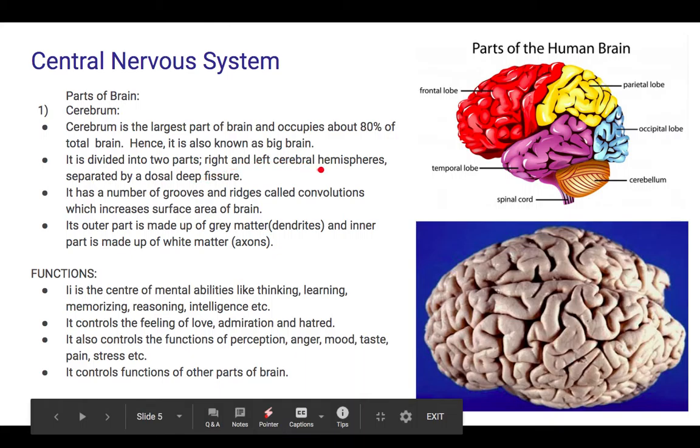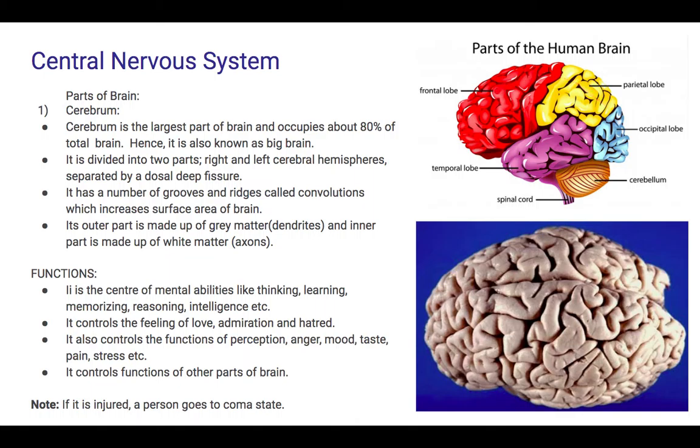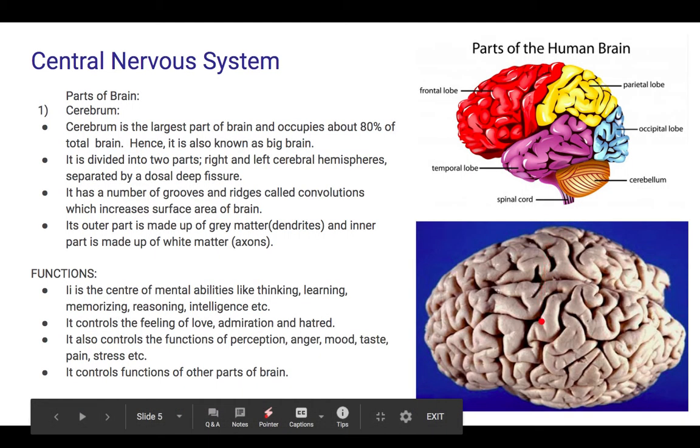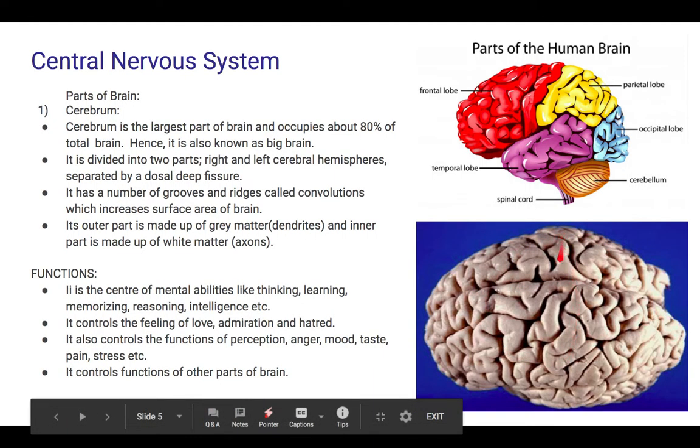Now among these three parts, cerebrum is the largest part of brain, and it occupies almost 80% of total brain, and that's why it is also called big brain. And if you see cerebrum, then it is divided into two parts, right and left cerebral hemisphere, by the fissure. Here you can see a fissure, and this fissure is dividing the whole cerebrum into two hemispheres.